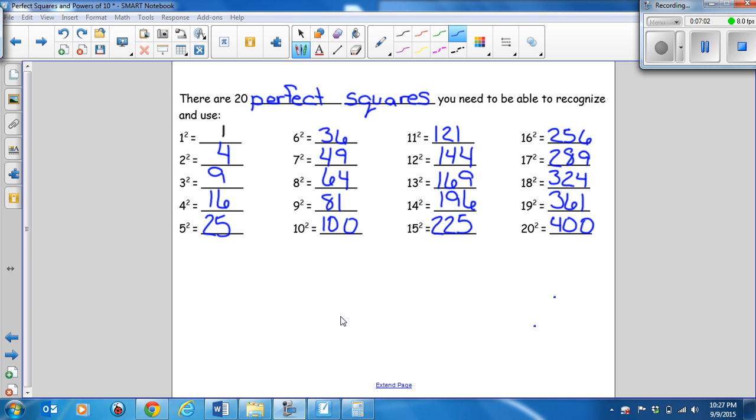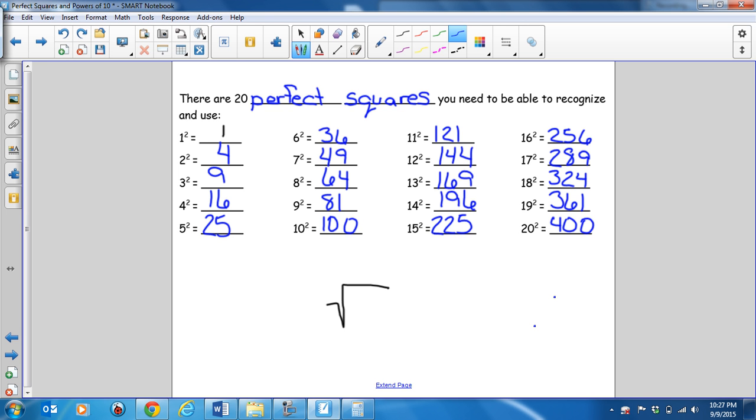Or you can use what's called the square root button on the calculator. If you use the square root button, it looks like this. You can put in 225, hit the square root button, and it will tell you it is 15. If you get a whole number, then you know that you have a perfect square. So go ahead and pause the video if you're still filling this out. Otherwise, go ahead and move forward.